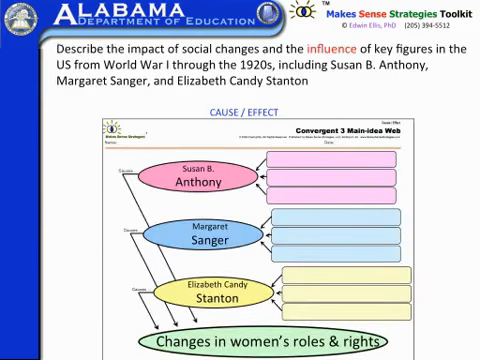One of the ways of setting that up is like this, in terms of each of these three individuals and what they caused or did to change women's roles and rights, and specific details about each.